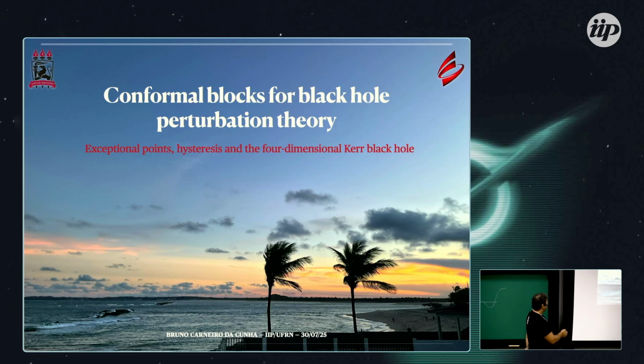It involves, as the title says, black hole perturbation theory and some uses for conformal blocks, which I think harken back to the old works of Zamolodchikov and Teschner, Dorn, Otto, these people.